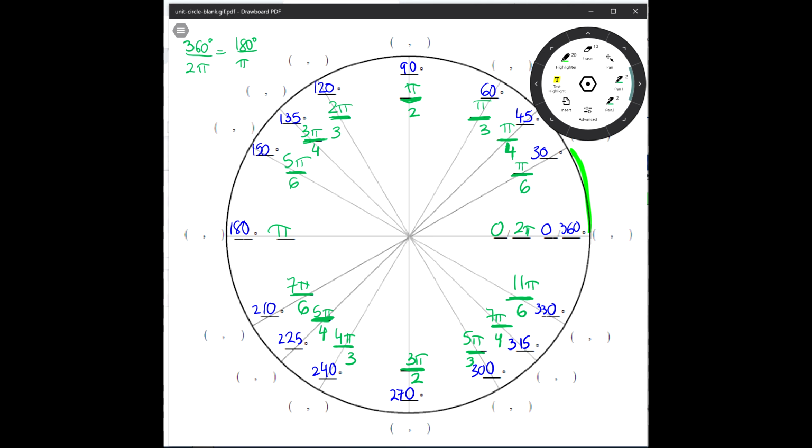However, if you do it the way I just showed you, you count by pi over 6 and you reduce it, you count by pi over 4, you reduce it, you count by pi over 3, you reduce it, then you will get the complete unit circle here. Okay. In the next lesson, I will show you how to work on the coordinates at each angle. Alright, so hopefully it helped you understand the unit circle better instead of memorizing it.